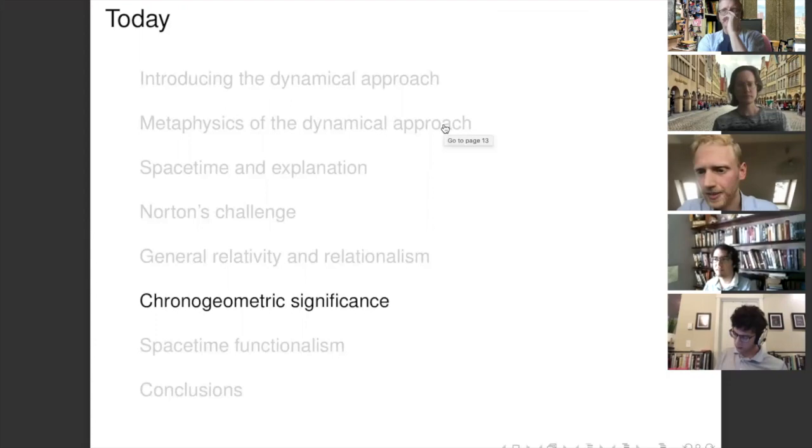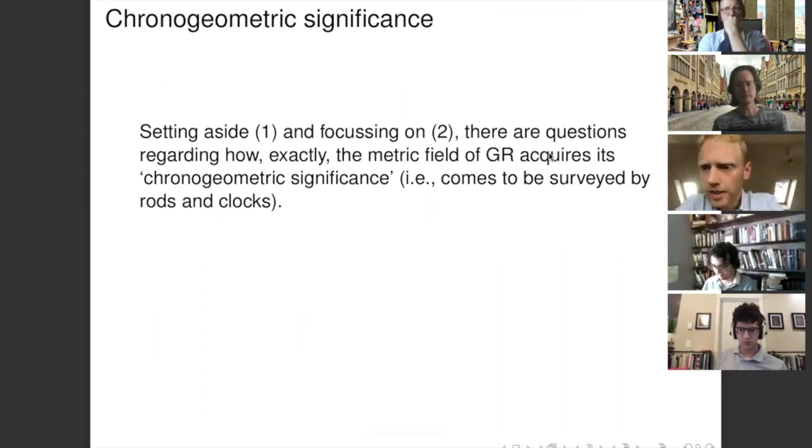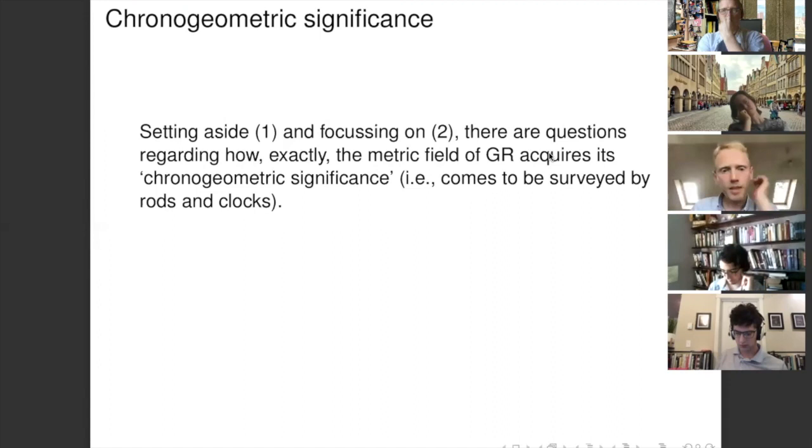All right, so I haven't really talked about this point two that much so far. This point that no designated piece of structure necessarily has chronogeometric significance, which means that no piece of geometric structure is necessarily surveyed by matter. That's what we mean by chronogeometric significance. There are questions regarding how exactly the metric field of general relativity does acquire its chronogeometric significance.